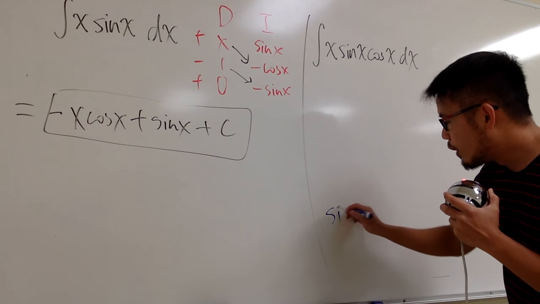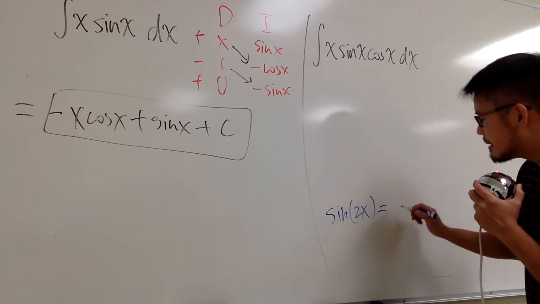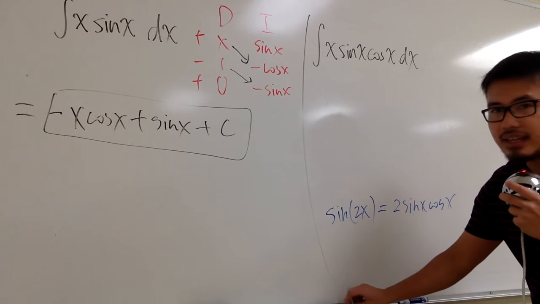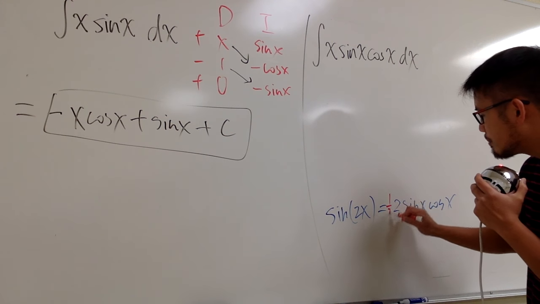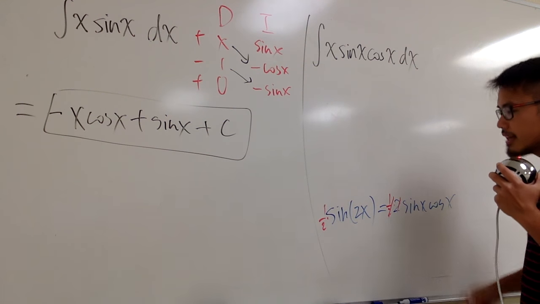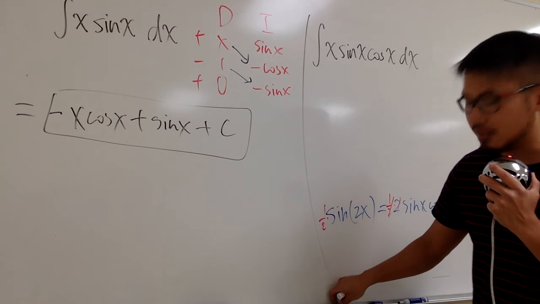You know, when you have sine of 2x, the double angle formula for sine, this is the same as what? 2 sine x cosine x, isn't it? But then I don't want to have this 2, so let's multiply by 1/2 on both sides. Haha, you see now, sine x times cosine x can be reduced to just one function, sine of 2x, and then be sure you have the 1/2 in front.